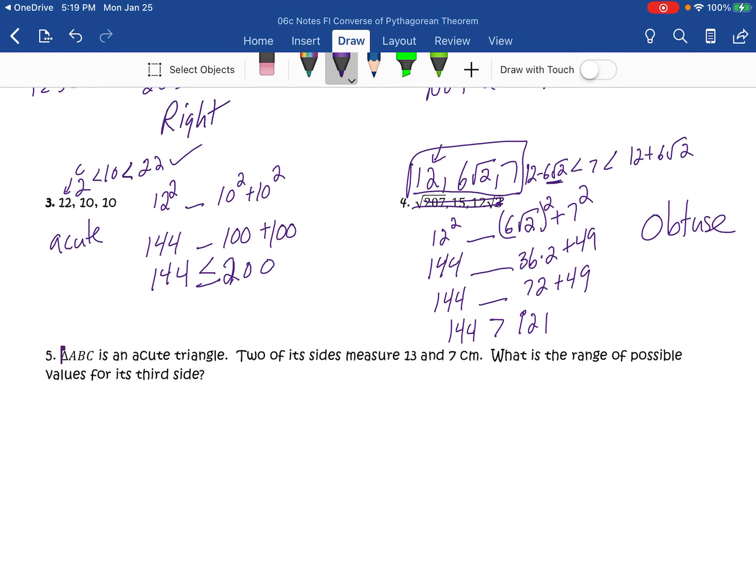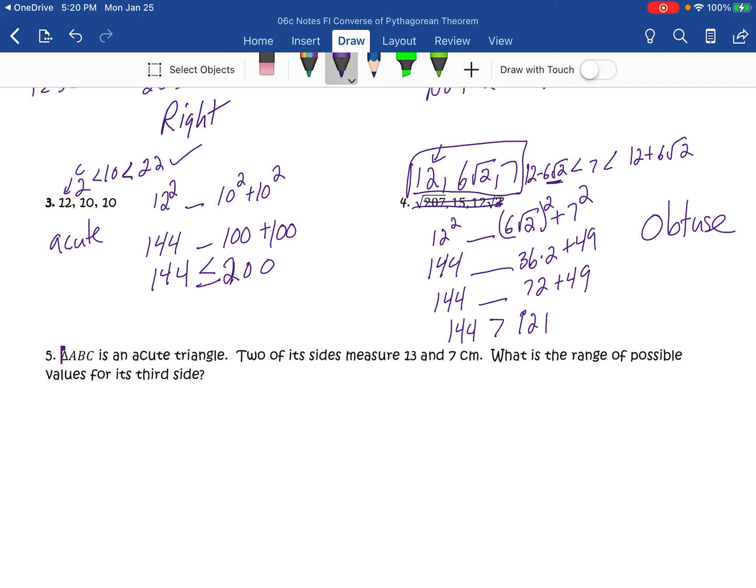All right, number 5, last one, kind of an interesting one. ABC is an acute triangle. Two of its sides measure 13 and 7. What is the range of possible values for its third side?